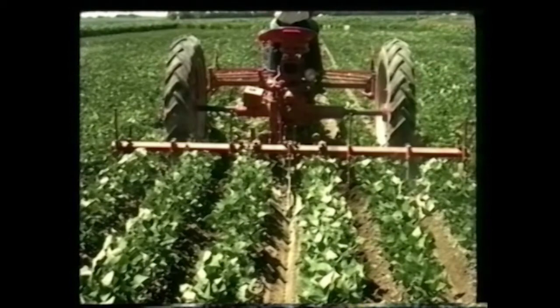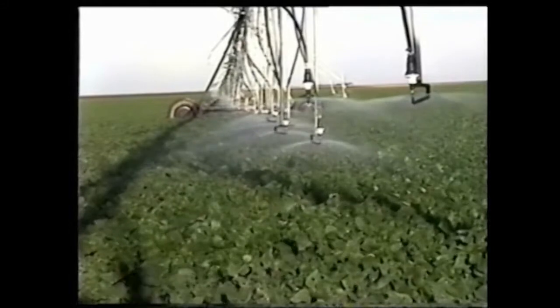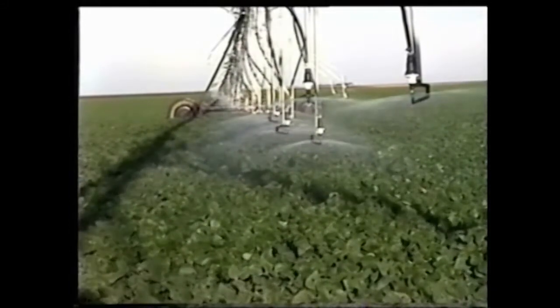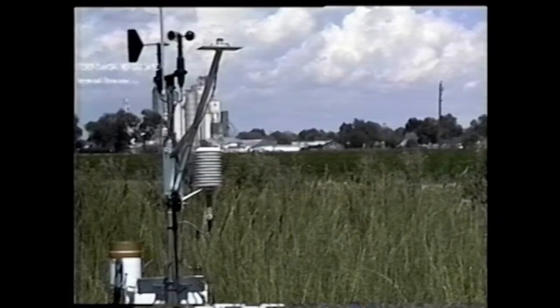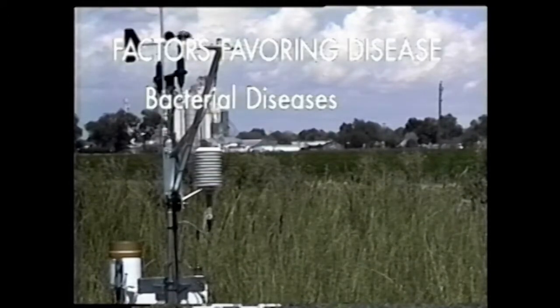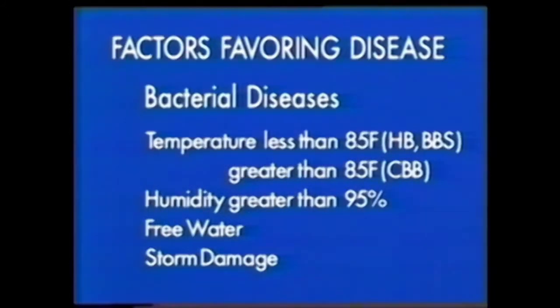Bacteria can be spread between plants and fields by wounds from mechanical implements, storm damage, and irrigation practices. Multiplication and infection are favored by low to moderate temperature for halo blight and bacterial brown spot, moderate to high temperature for common bacterial blight, and high moisture for all 3 diseases.